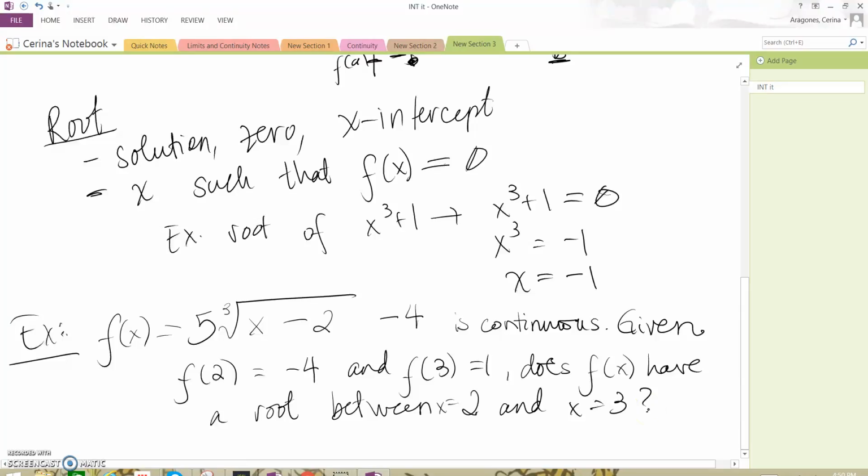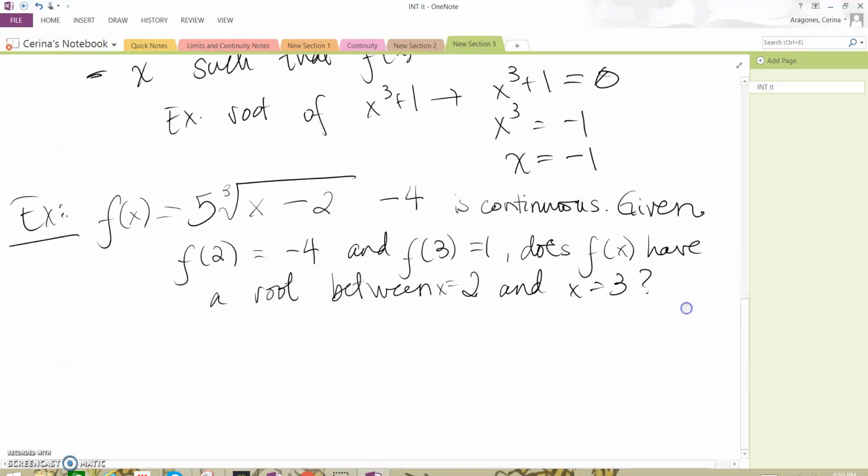And so we can use the intermediate value theorem to show this. Essentially, I don't know what my function looks like, but I know that at 2, I'm over here at negative 4, and at 3, I'm over here at 1. Okay, so here's 1, negative 4, 2, and 3. So I don't know what my function looks like in between. But what this is asking for is, is there an x value that makes my f of x equal to 0?